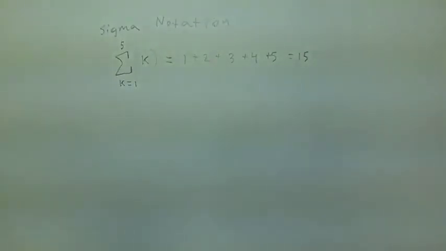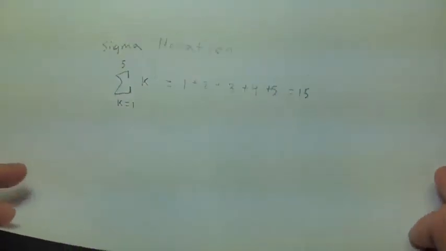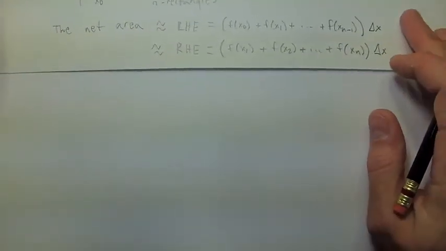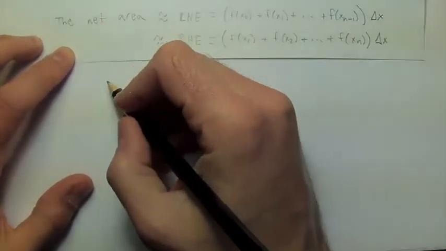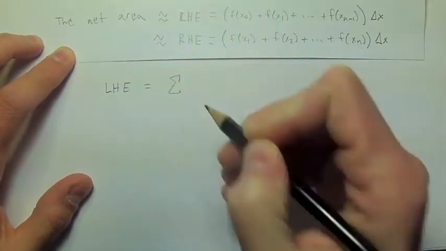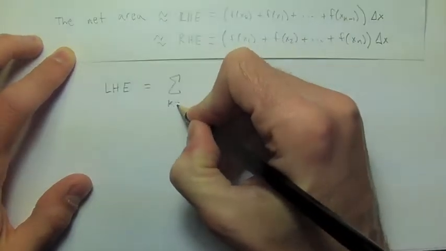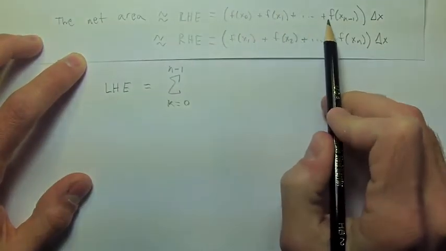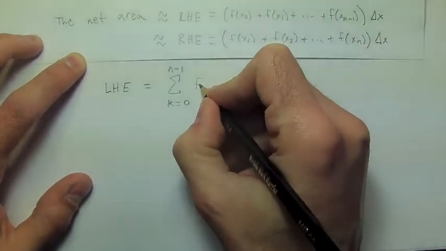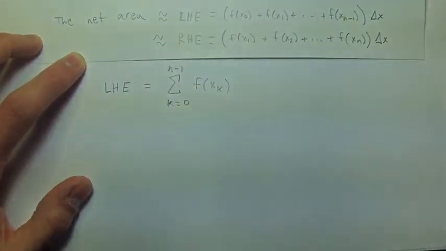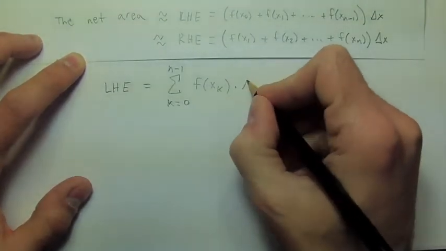What really matters is that I'm going to incorporate this notation to simplify things, so I'm not writing it like this all the time. With this notation, the left-handed estimate is going to be the sum, where k is going from 0 to n minus 1, because I'm summing up these f's of x_k, and then we're multiplying by delta x.